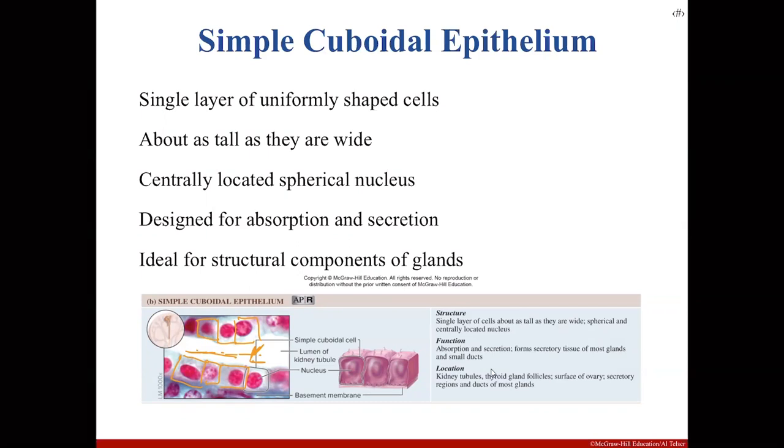So now if you look, one layer. Simple is one layer. Stratified is more than one layer. And cuboidal has cube in it, and cubes are square. Does that make sense? Yeah.